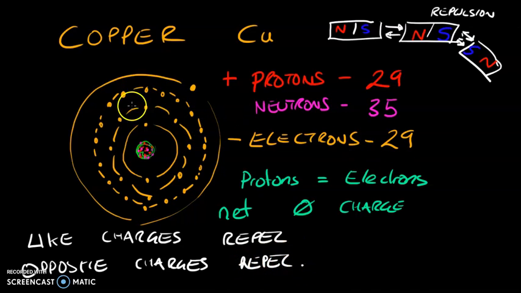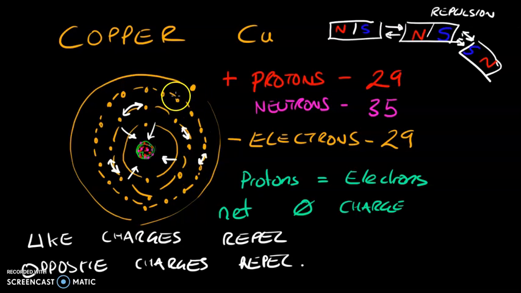So the electrons, having a negative charge, are attracted towards the nucleus. They're all being pulled in towards the nucleus. They're also repelled from each other, so they're trying to push away from each other. So you get a balance where they will sit where they sit and they will be stable.